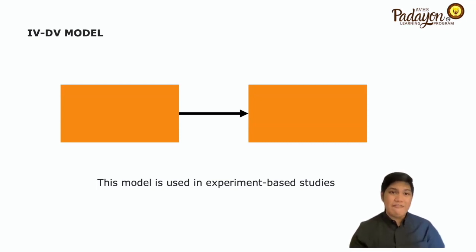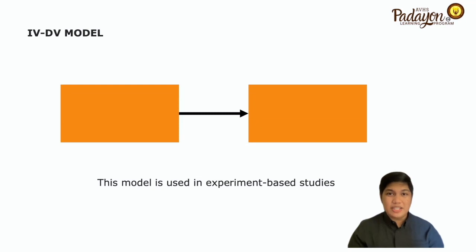The first thing that we have here is the IVDV model. For sure, you're all familiar with this particular model because it is usually the model that you use when crafting your conceptual framework. We should know this fact that arrows in a conceptual framework symbolize something. So you don't just simply place arrows because you like that arrow. No, there's a story behind why we're using that particular arrow on that conceptual framework.